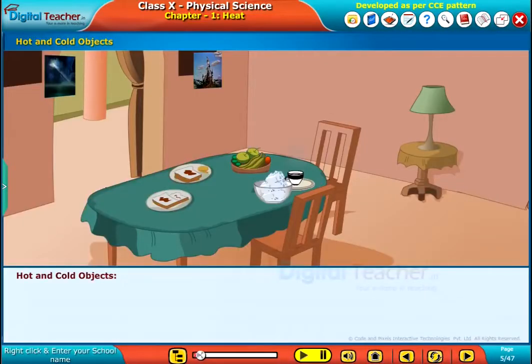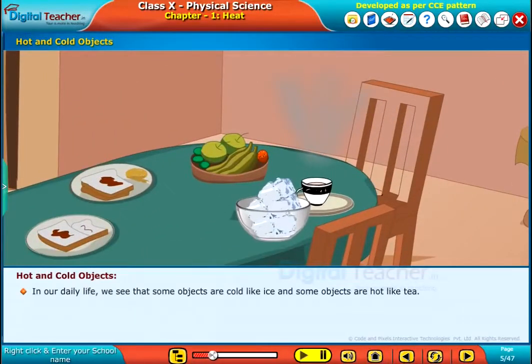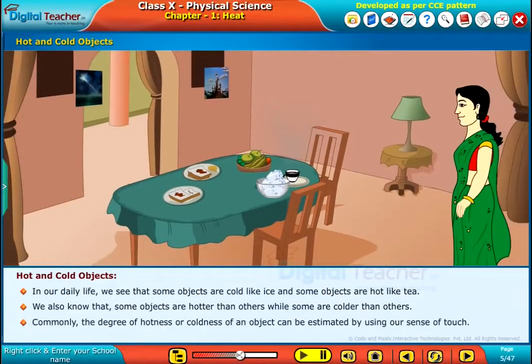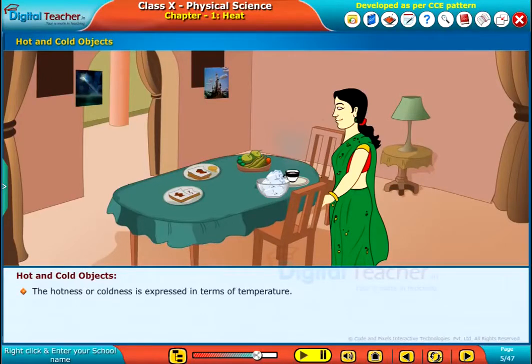Let us know about hot and cold objects. In our daily life, we see that some objects are cold like ice and some objects are hot like tea. We also know that some objects are hotter than others, while some are colder than others. Commonly, the degree of hotness or coldness of an object can be estimated by using our sense of touch. The hotness or coldness is expressed in terms of temperature. But estimating temperature with our hands can sometimes mislead or confuse us.